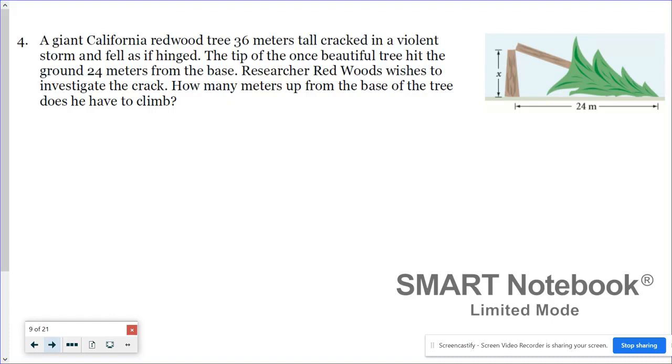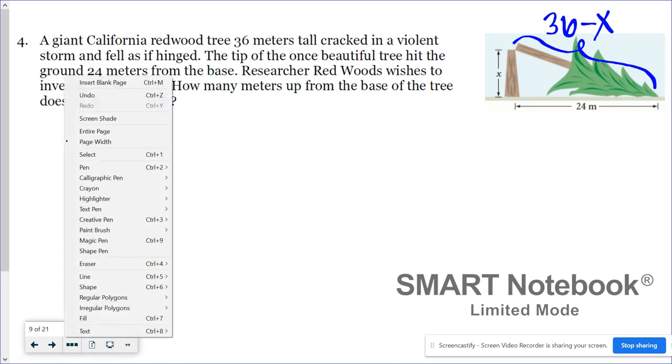Looking at our diagram, they're showing us that the lower leg of this right triangle is 24 meters. The vertical leg is x. My question first is, how would we represent the hypotenuse? We don't quite know exactly how long the hypotenuse is. We do know that the tree was 36 meters tall, and this part of it has subtracted that vertical part remaining. So like here.